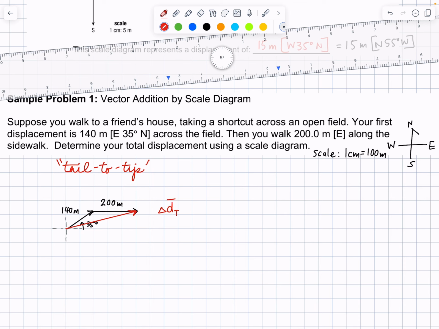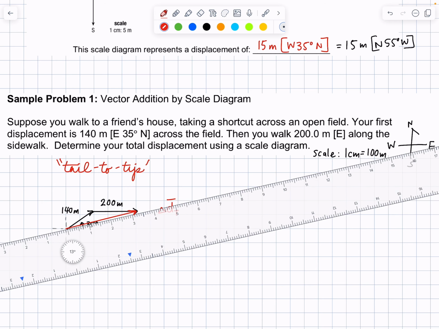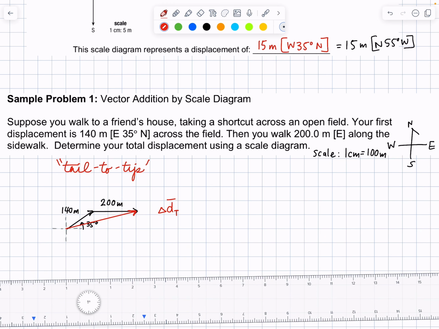And with your ruler, you can measure this line and you determine from your ruler that it's 3.2 centimeters long. Converting 3.2 centimeters using your scale, 1 centimeter to 100 meters, we know that our total displacement is 320 meters.